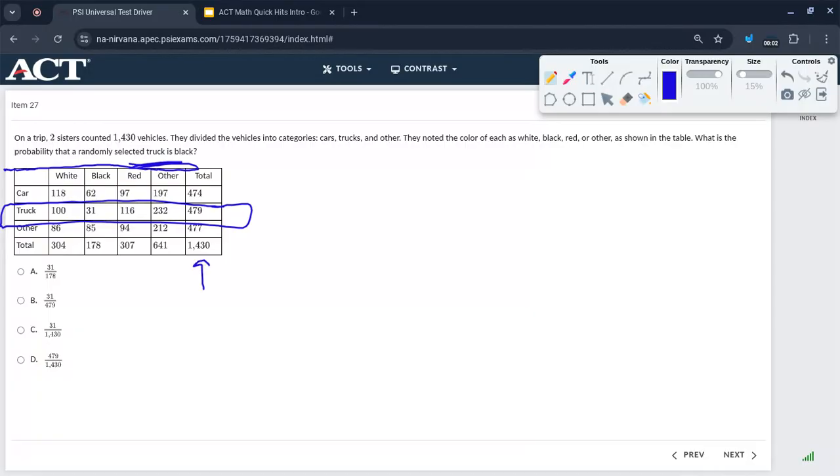We don't care about the total cars they looked at, which was 1,430. We just care about the trucks. And if you notice, a couple of your answer choices have 'out of that 1,430,' again trying to throw you off. But let's focus on our trucks. How many total trucks do we see? Well, that goes on the bottom of our probability: 479.